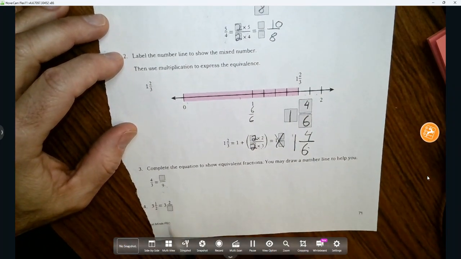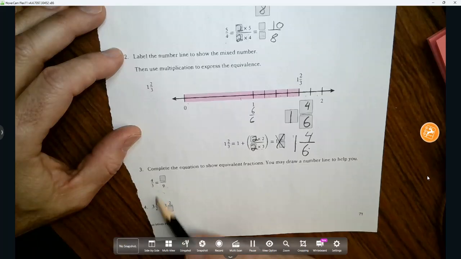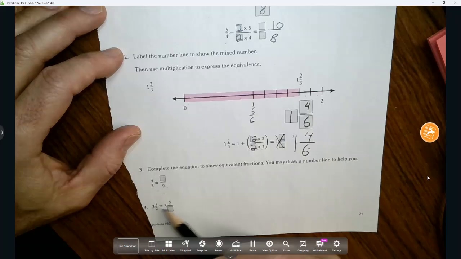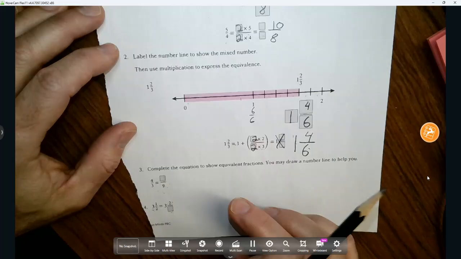Down here, complete the equation. All you have to do is figure out 9 divided by 3 equals what? Or 3 times what equals 9? Either way, same thing. Once you figure that out, multiply 4 by the same number and put that number right here. Down here, the 3's are going to stay the same. But what did you multiply 1 by to get to 2? 1 times what equals 2? Take whatever that number is and multiply 2 by it to get this answer right here. Okay? You guys got this. You knocked this out of the park. So we're not worried about that one.